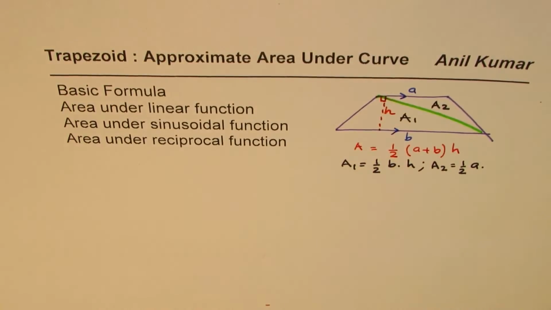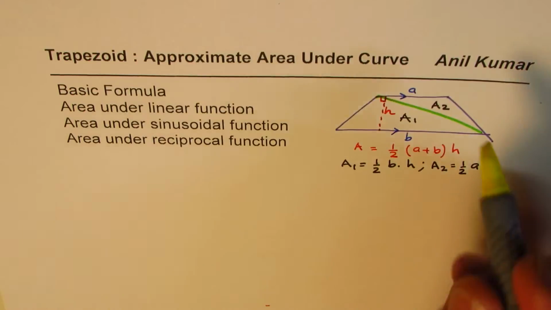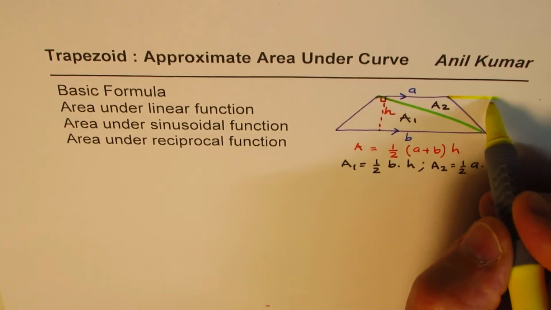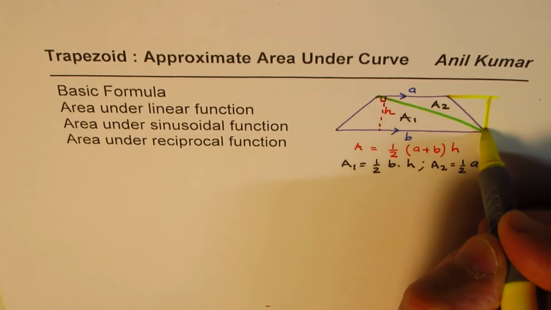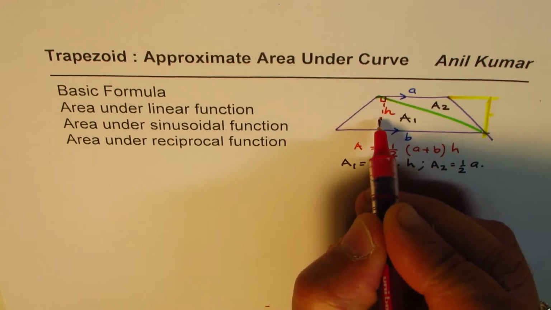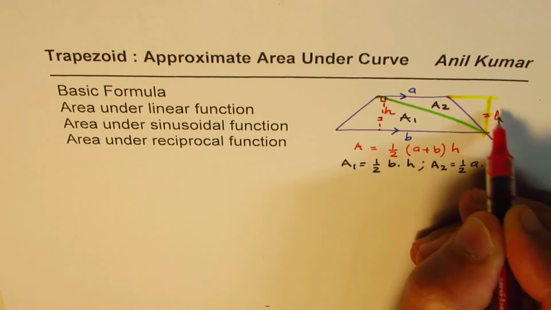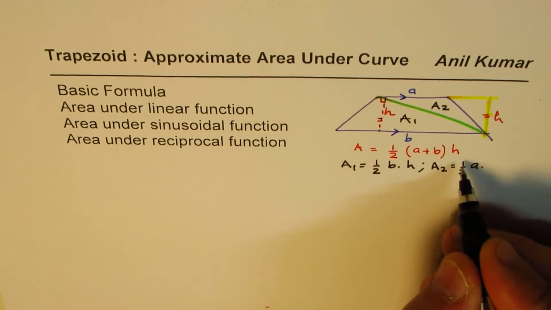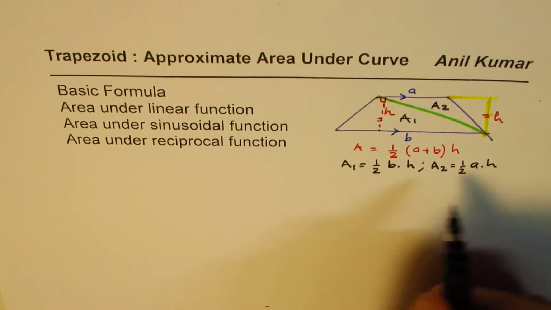Now what is the height of this one? Well, that could be tricky. What you can do is you can extend this side. You know, this is parallel to this one, and that's the height, right? So the height is the same as the height which we defined. These two sides are equal, correct? So it is the same height. So that results in writing the area of the second triangle as half A times H, right?